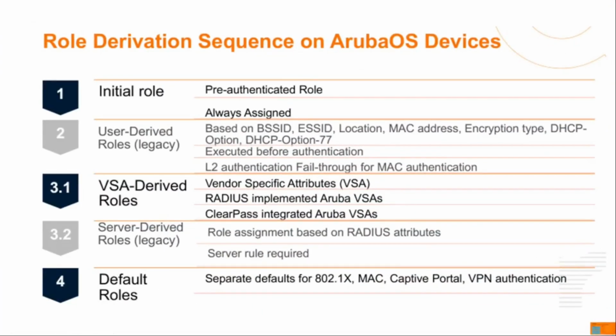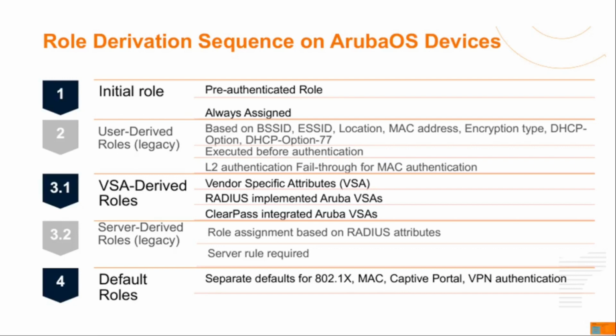The initial role is the first role. It's a pre-authenticated role, always assigned to a new client when the client associates with the SSID. Then the second role is the user derived role, assigned based on user attributes like MAC addresses. After that, the VSA derived role, vendor specific attributes. If you have an integration with a Radius server that supports VSA attributes, then VSA derived roles can be assigned. So this is the third, VSA derived roles.